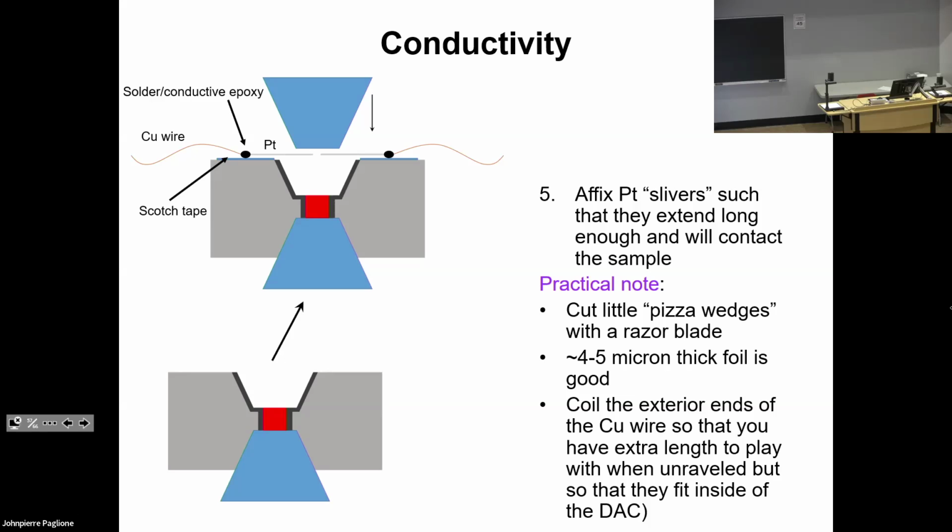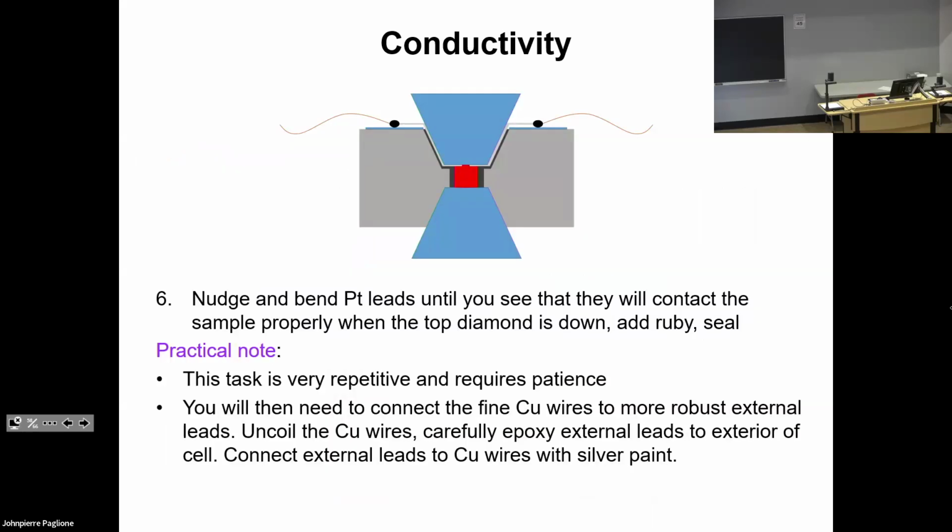Okay, so then you affix those to external copper wires that maybe you coil at the ends so they fit inside the diamond anvil cell when you need to close it. You'll pull them out later. And then finally, the last part is just lots of nudging. You want your leads to lie down flat on your sample when you put the top diamond down. So it's a lot of fine adjustments of nudging the leads and the wires around and slowly watching as the diamond is going down to make sure the leads go just perfectly onto your sample. They're a little springy, but eventually with that nudging, you'll get them to the right place.